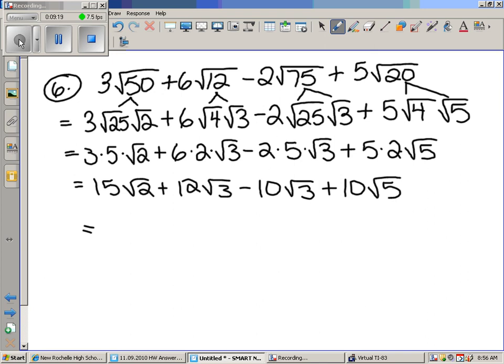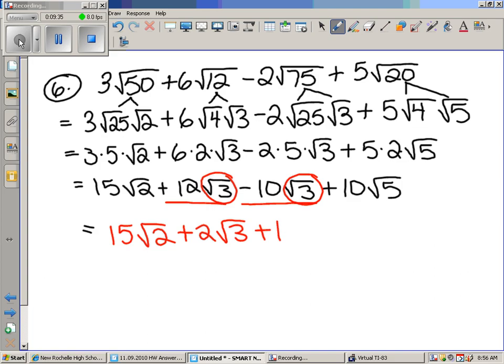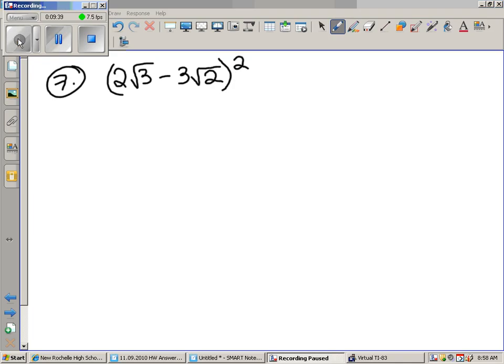So now we got to collect up like terms, right? This and this are alike because of these. And so the final answer should be 15 square root of 2 plus 2 square root of 3 plus 10 square root of 5. That's it. Okay. Problem number 7.